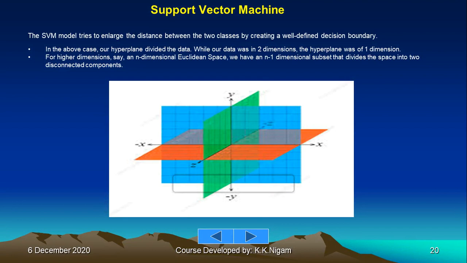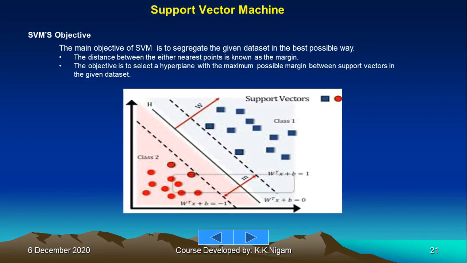In the above case, our hyperplane divided the data while our data was in 2 dimensions. The hyperplane was of 1 dimension. For higher dimensions, say in n-dimensional Euclidean space, we have an n-1 dimensional subset that divides the space into 2 disconnected components, because in Euclidean space you can have as many hyperplanes as you want. So then we have to use this kind of an analogy.